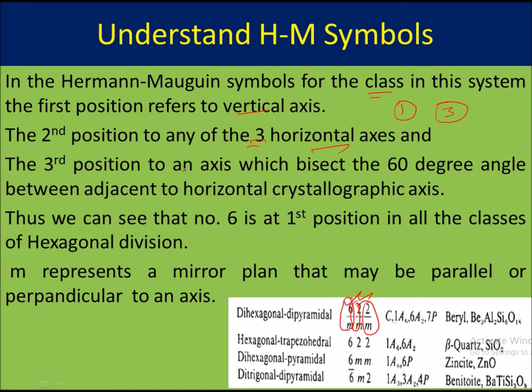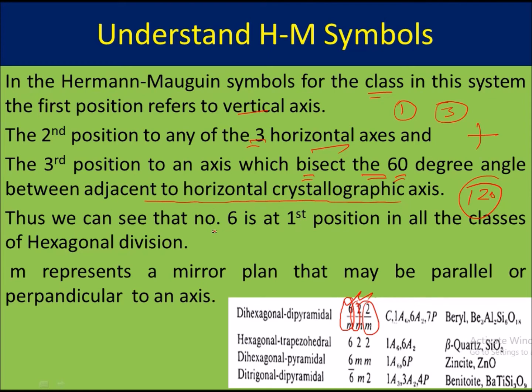And the third position refers to an axis which bisects these main principal crystallographic axes in the horizontal plane. Okay, so this represents an axis which bisects the 120 degree angle. As we have seen, the angle between the three principal axes in the horizontal plane of the hexagonal crystal system is 120 degrees. So if we take the bisector of that, it will be 60 degrees. Okay, so the third position represents the axis which bisects the 60 degree angle between the adjacent horizontal crystallographic axes.